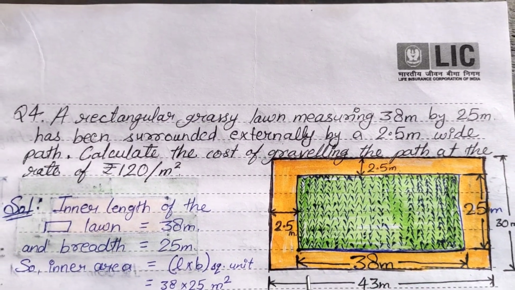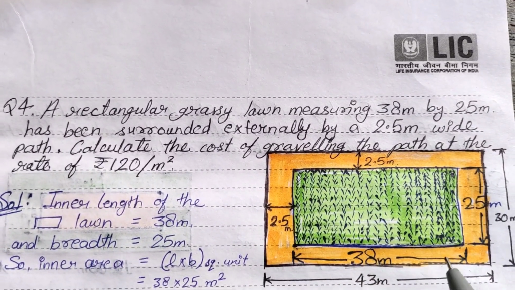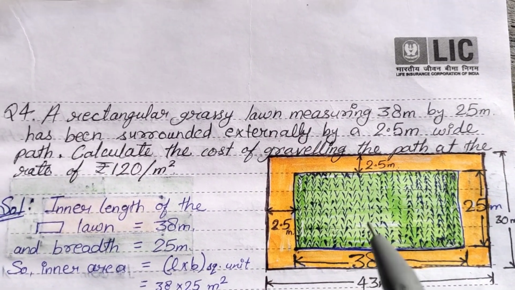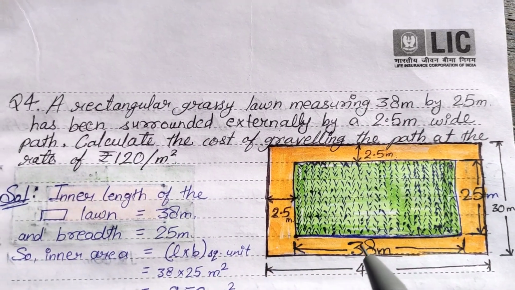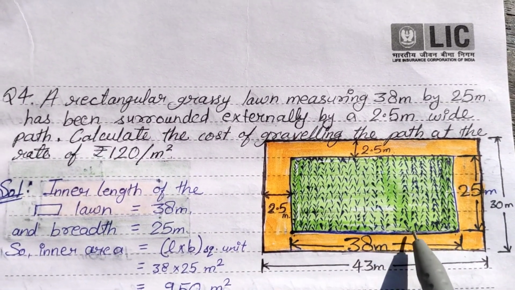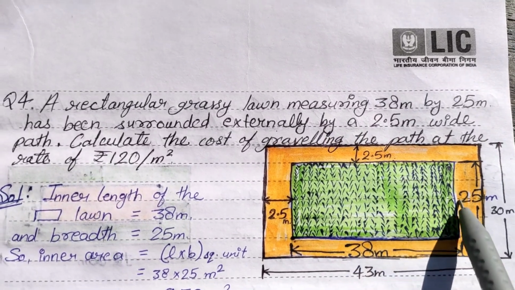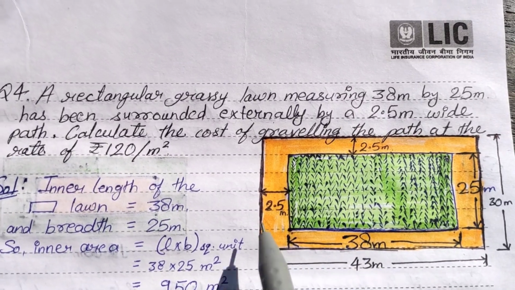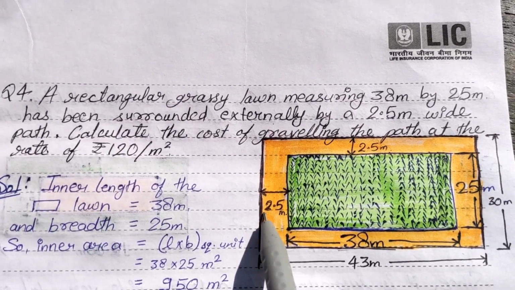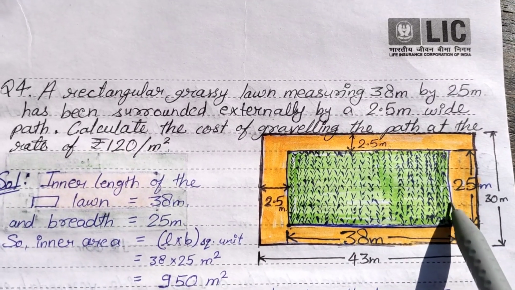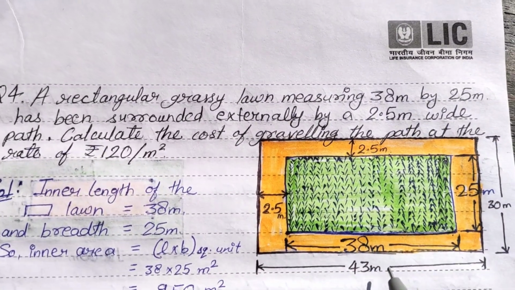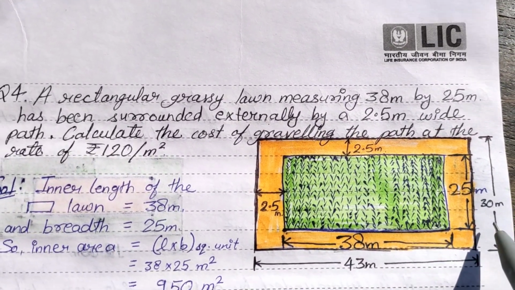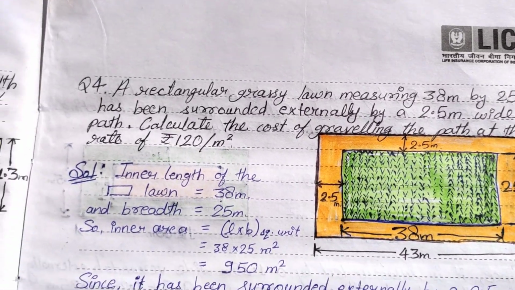To find the area of this path, first we have to find the total area, and then we have to find this inner area, or say area of this grassy lawn. The path is outside of the grassy lawn. So here the inner length of this grassy lawn is 38, inner breadth is 25, and outer length is 43 because 2.5 meter is added on the left side and 2.5 meter on the right side. So the new, or say outside, length is 43 meter and outside breadth is 30 meter. Now see the solution.